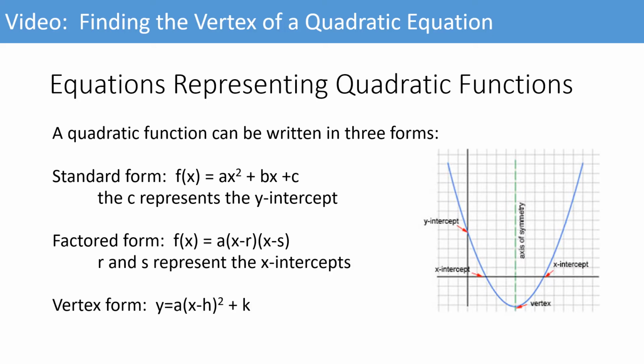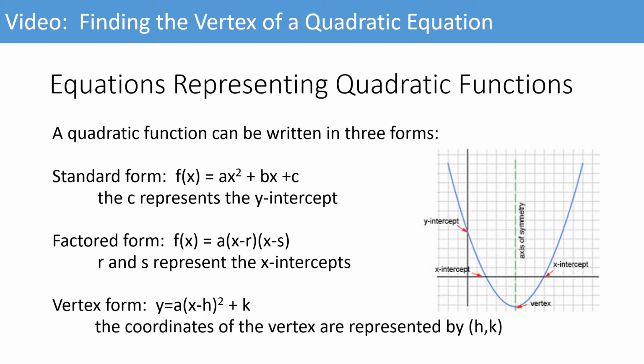And the vertex form, y equals a times (x minus h) squared plus k, where the h and the k give you the coordinates of the vertex. Notice that if inside the bracket it's a negative, when you substitute it into the ordered pair, it becomes positive.